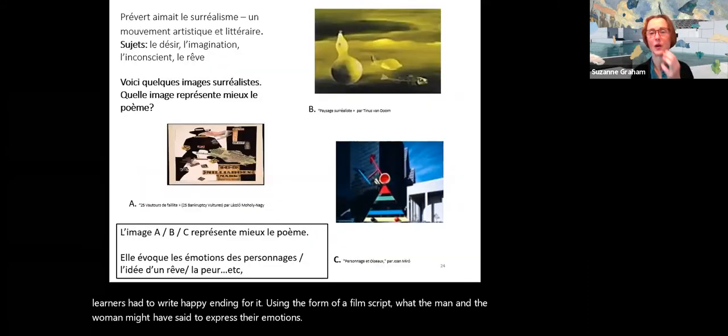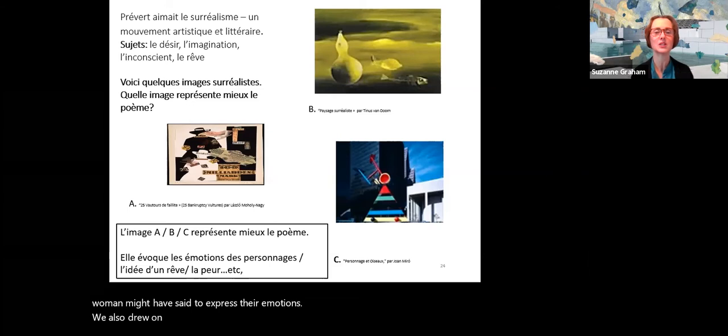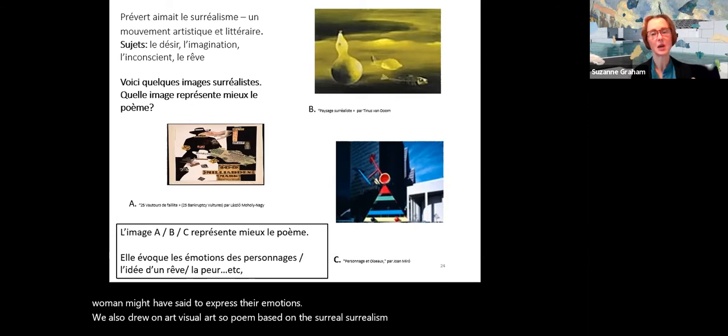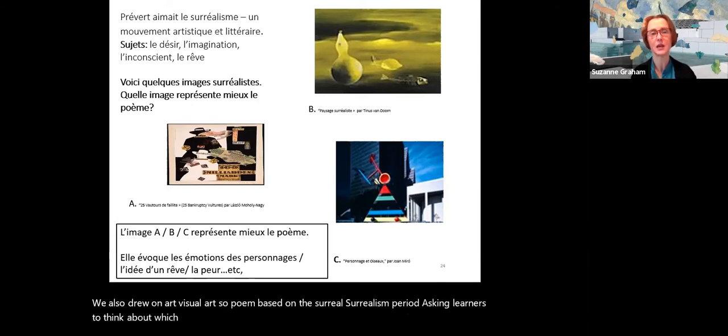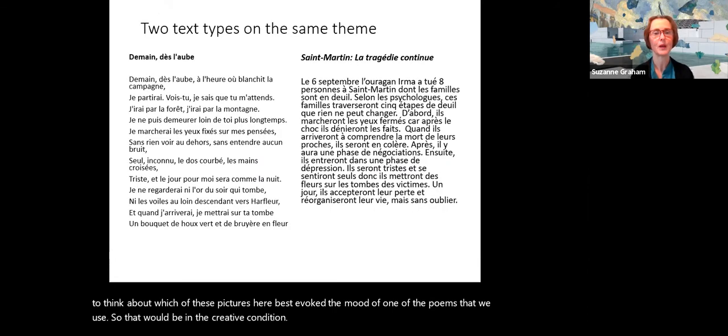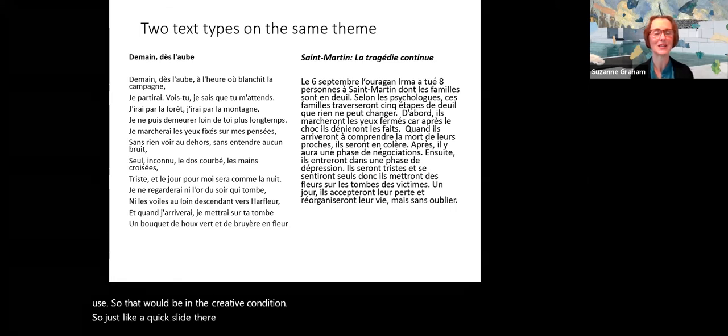We also drew on art, visual art, so a poem based in the Surrealism period, asking learners to think about which of these pictures here best evoked the mood of one of the poems that we used. So that would be in the creative condition. So just a quick slide there showing how we matched poems and literary and non-literary texts.